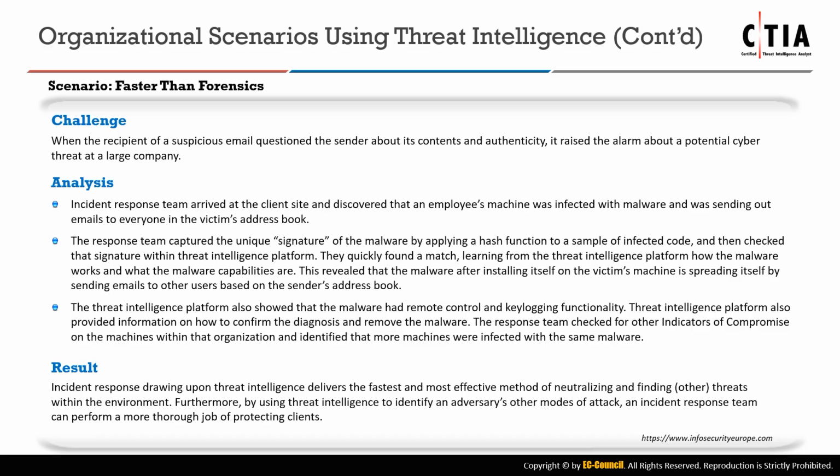This revealed that the malware, after installing itself on the victim's machine, spreads itself by sending emails, which is kind of obvious, but you never know, could be doing other things, sending emails to other users based upon the sender's address book. So we're able to see what this malware does just by getting a code hash and comparing it to a hash database. And as a result, the incident response, drawing upon threat intelligence, delivers the fastest and most effective method for neutralizing and finding other threats within the environment.